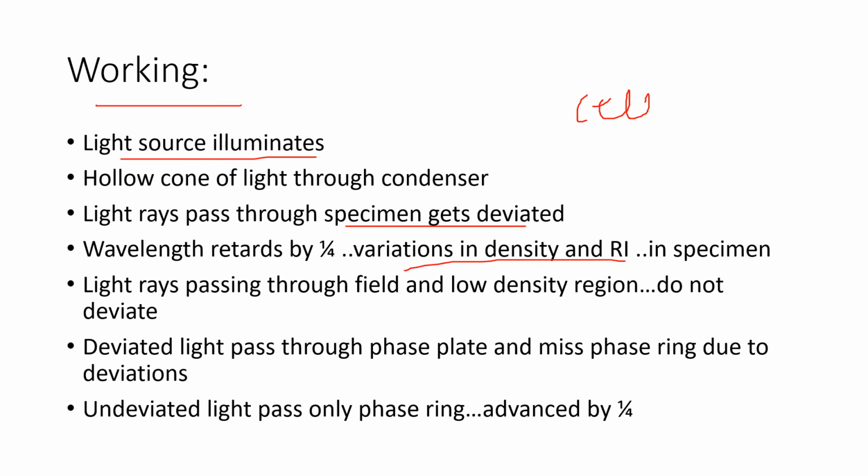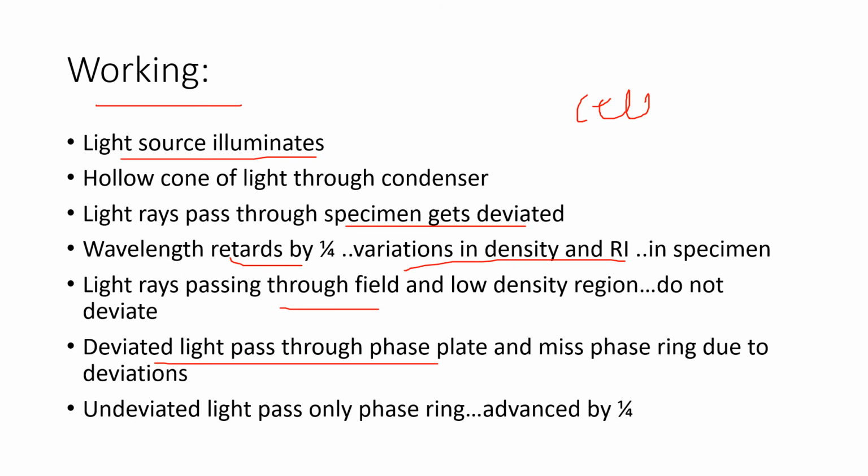So what is happening? When light rays pass through these variations, they get retarded by 1/4. Why? Because these refractive indexes are higher, and so the wavelength is getting retarded by 1/4. But when light rays pass through the field, basically apart from the cells, they do not get deviated because there is no difference in the refractive index over there. So when deviated light passes through the phase plate, it misses the phase ring due to the deviations.